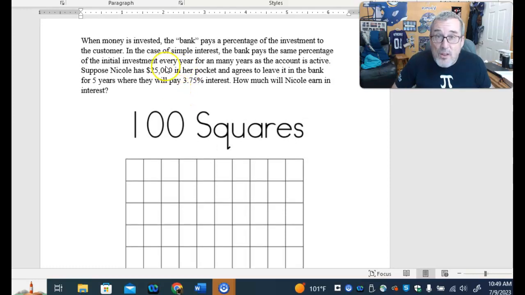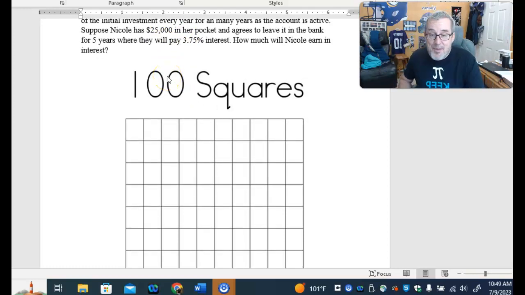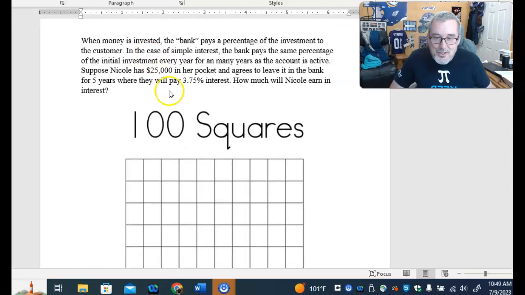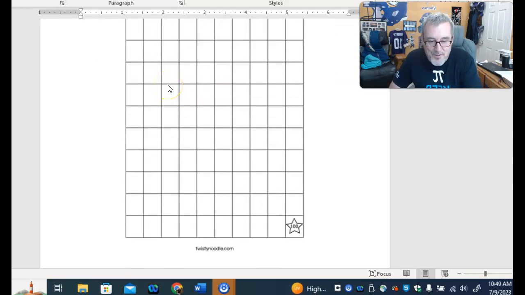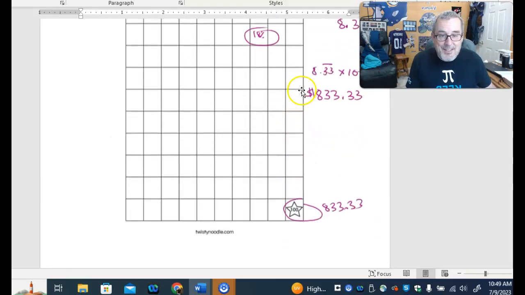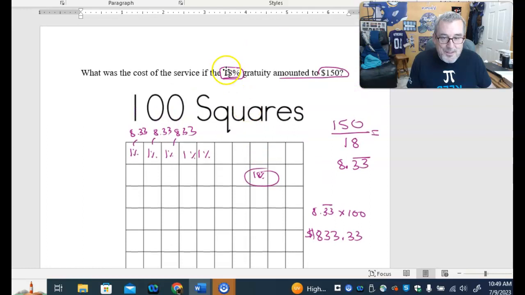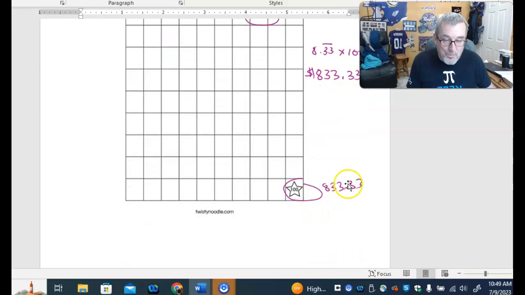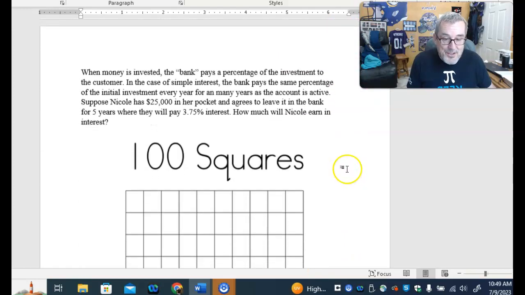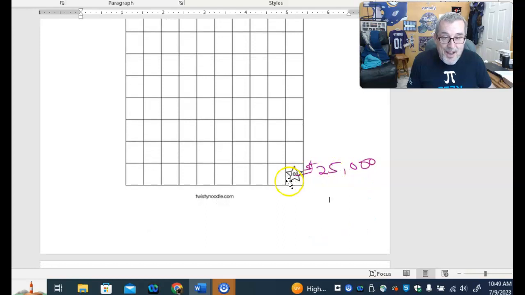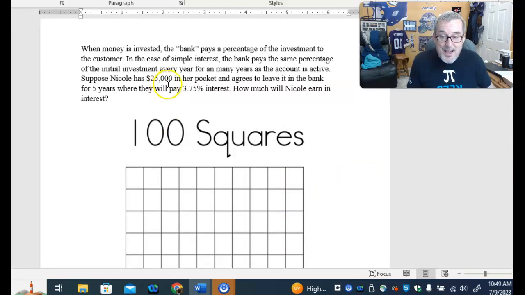So she has a total of $25,000. That means that all 100 squares would total up to $25,000. That's the total amount of money in the bank. Notice that's a little different than my last example, where we were given what 18% was. The 18% gratuity was $150. We needed to figure out the total amount. In this case, we know that the total amount is $25,000, and what we want to figure out is how much money the bank will pay me if they pay 3.75% interest.